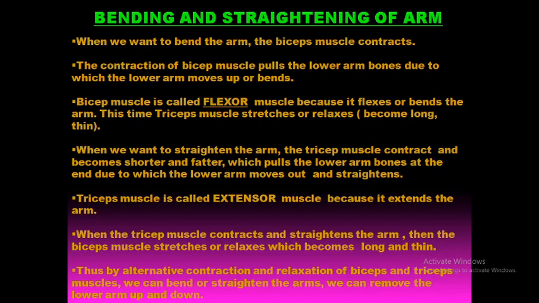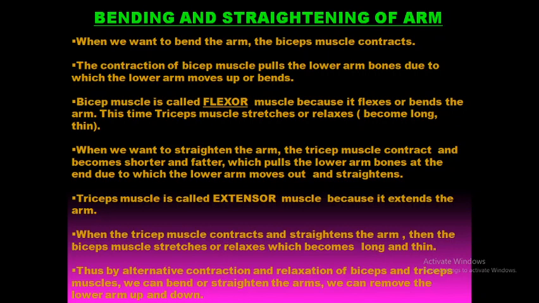Okay, now we are describing how, with the help of the muscles, the arm can be moved. When we want to bend the arm, the bicep muscle contracts. Contract means it becomes shorter. The contraction of the bicep muscle pulls the lower arm bones, due to which the lower arm moves up. You can do it by yourself also. So the bicep muscle is called the flexor muscle. Why is it called the flexor muscle? Because it flexes or bends the arm.